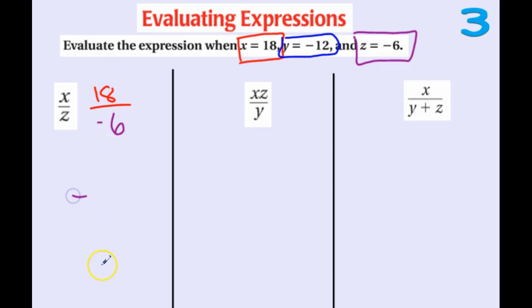Happy and grumpy, they don't get along, so your answer is negative. Hopefully you know 6 times 3 is 18, and there's your answer.